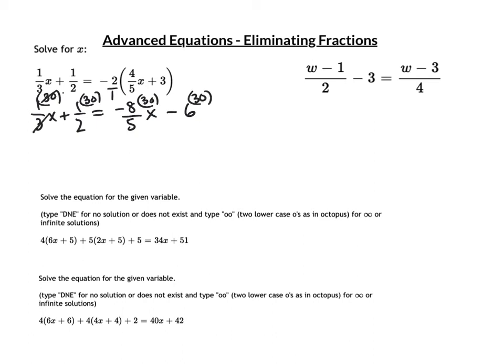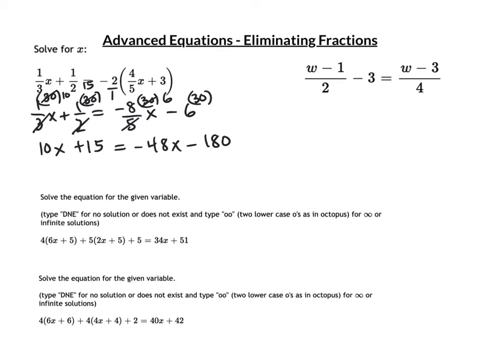3 into 30 goes 10 times, so that would be 10x. 2 into 30 goes 15 times, so that would be 15 times 1, so plus 15. 5 into 30 goes 6 times. 6 times negative 8 is negative 48. And then I got to take 30 times 6 also. That'd be negative 1. Oh, forgot my x. Negative 180.